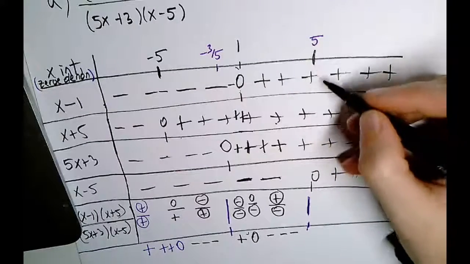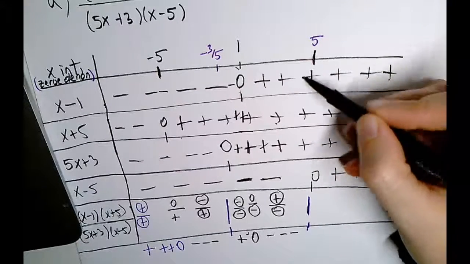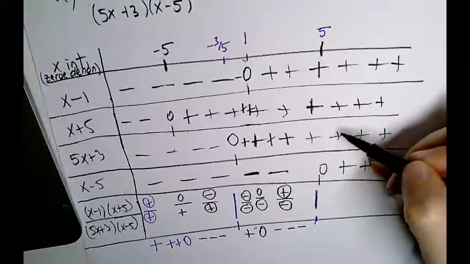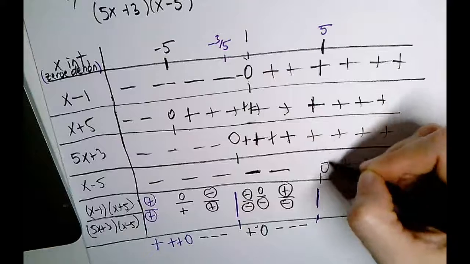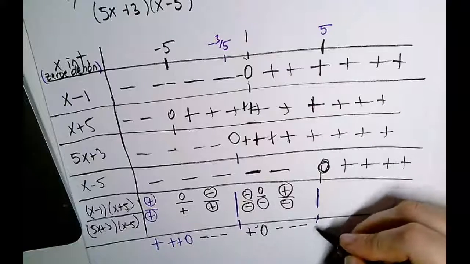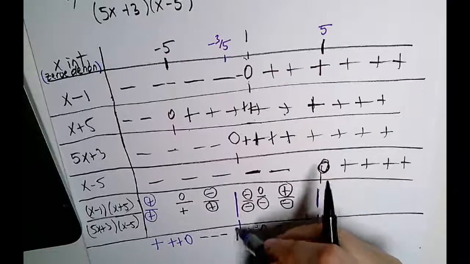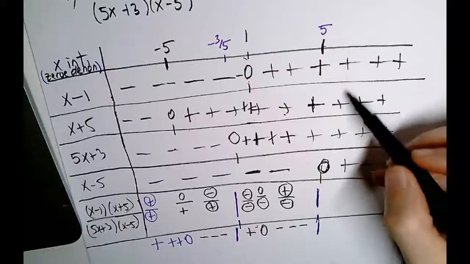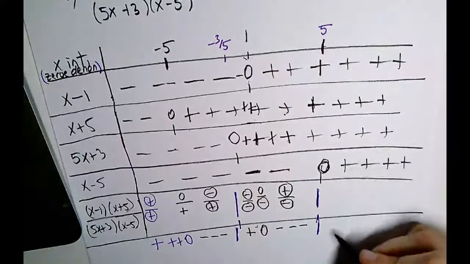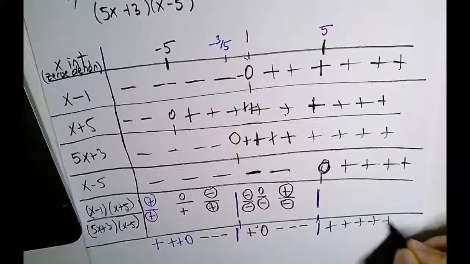Now at 5, I have a positive times a positive, x minus 1 times x plus 5, divided by 0. So it's undefined. And then after 5, I have a positive divided by another positive, which is a positive.